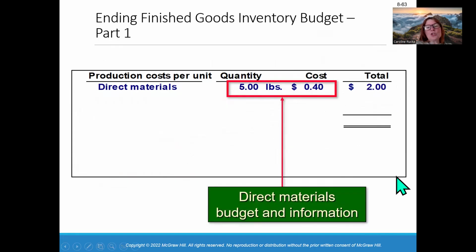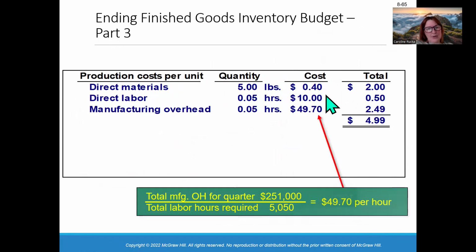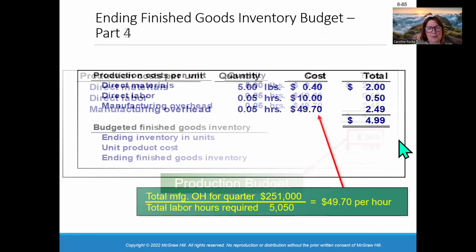Okay, so let's look at our ending finished goods inventory. Okay, budget. So now that we know direct materials, direct labor, we can figure out how much our cost of goods sold will be. Okay. So each unit takes 5 pounds of material at 40 cents. That's $2. Direct labor of 3 minutes at $10 an hour. Our manufacturing overhead per unit. So we have a total of close to $5 per unit. Okay.